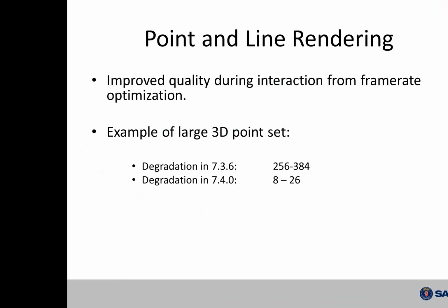Now, I talked about point and line rendering, and we have improved the quality of the point and line rendering from the frame rate optimization. Just taking an example of a large 3D point set, when you're interacting in version 7.3.6 of Fledermaus, the points were degraded by a factor of 256 to 384 times. So that's a significant amount of degradation. On the same hardware, but with 7.4, interacting with the same 3D data set, the degradation was minimized and is now only at 8 to 26 times. So much less degradation. So the idea is that you can now see a lot more of your points interactively while you're moving around in your scene.